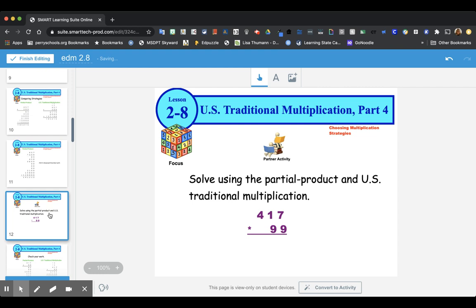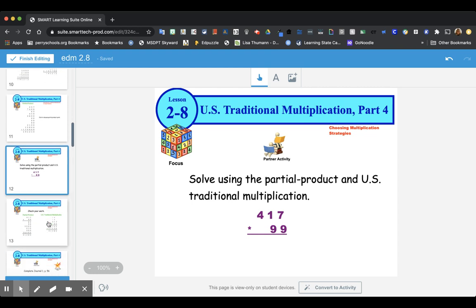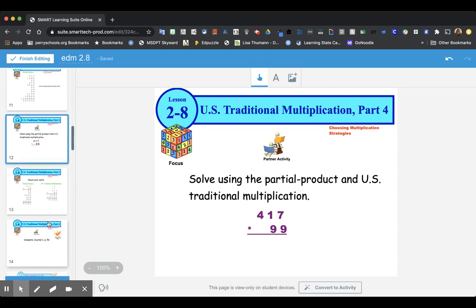So again, 417 times 99. I want you to pause the video, do 417 times 99. I want you to do it partial product, and I want you to do it U.S. traditional. You could even do it lattice. Do 3 different methods. Compare all 3 of them and compare the amount of time and the amount of work for each one and see which one is more efficient. Again, pause now and then come back and check.